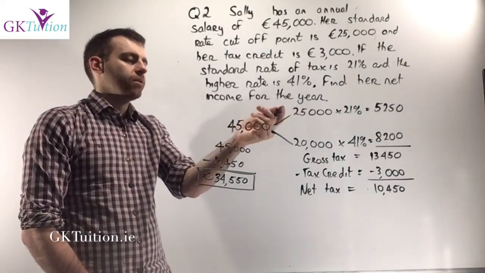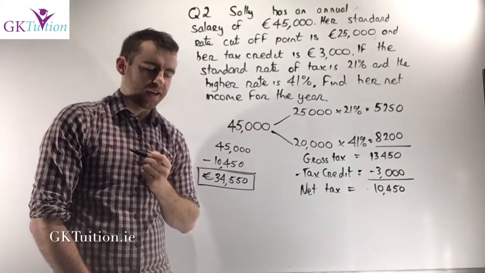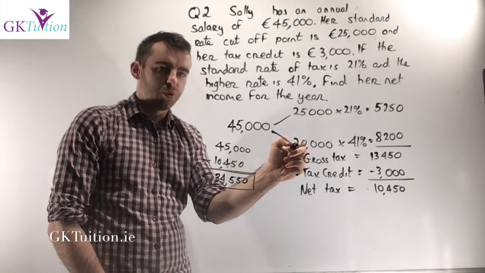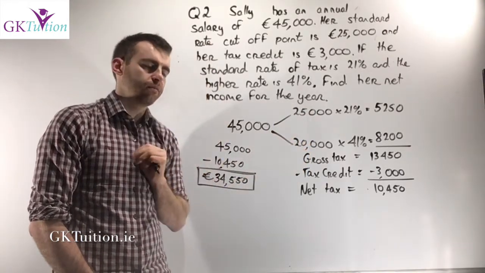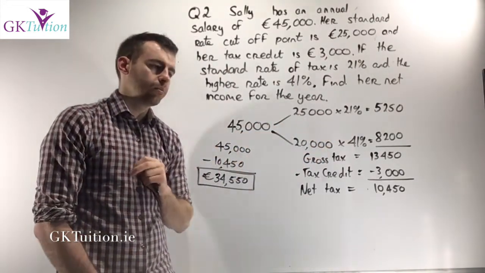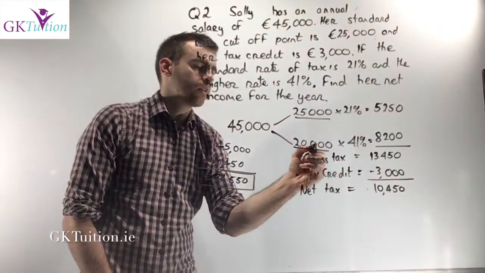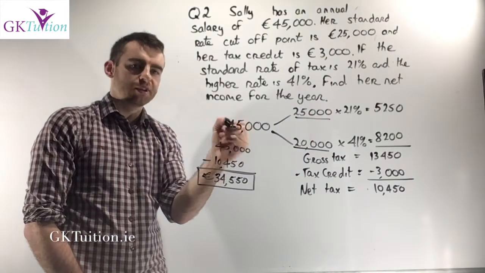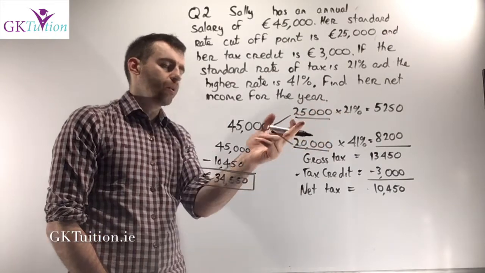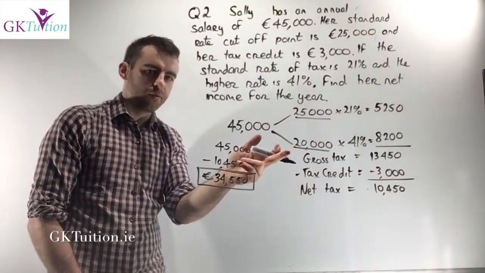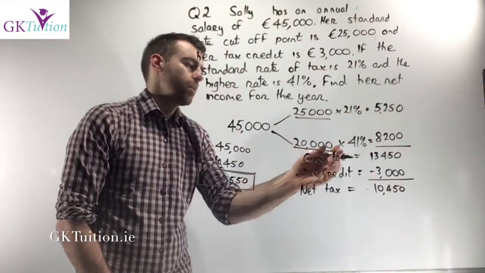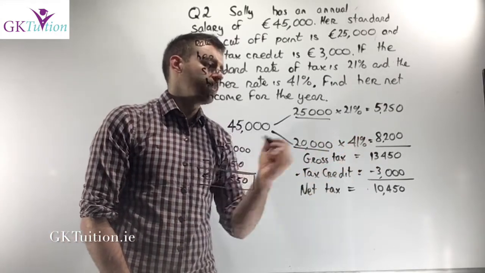On the first 25,000 that she earns, she has to pay 21% tax. And then 45 minus 25 tells me that she earns another 20 grand above the standard rate cutoff point. So on the remaining 20,000, she has to pay the higher rate of tax, which is 41%. Remember that this figure and this figure, 20 and 25, will always add up to the gross income, the 45,000. So she's going to pay 21% on the first 25,000, 41% on the remaining 20,000. 21% of 25,000 is 5,250. 41% of 20,000 is 8,200.